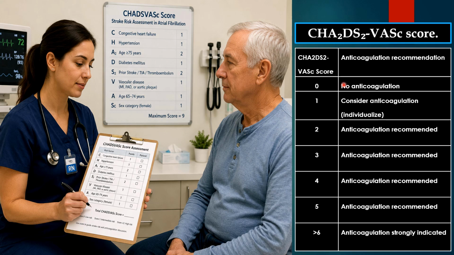No anticoagulation is required. If the score is 1, which indicates low to moderate risk, anticoagulation can be considered, all based upon the individual patient assessment. If the score is 2 or more, that indicates moderate to high risk of stroke, and here anticoagulation is highly recommended, and the maximum score is 9.